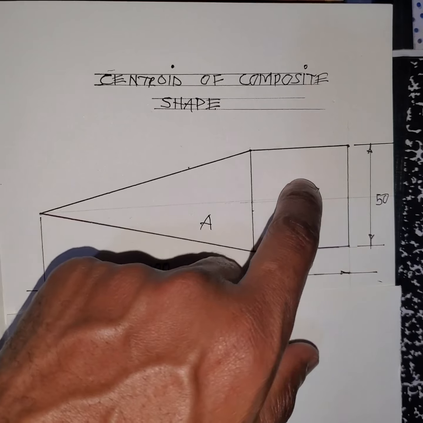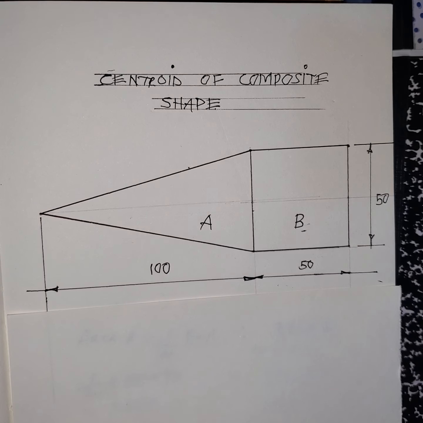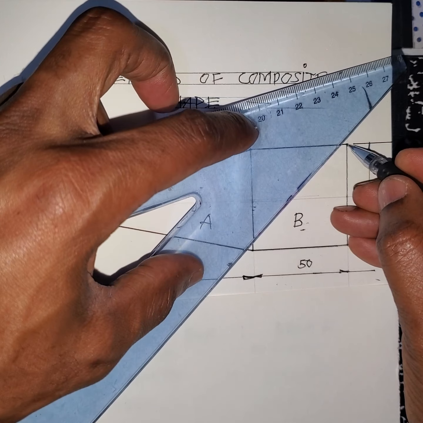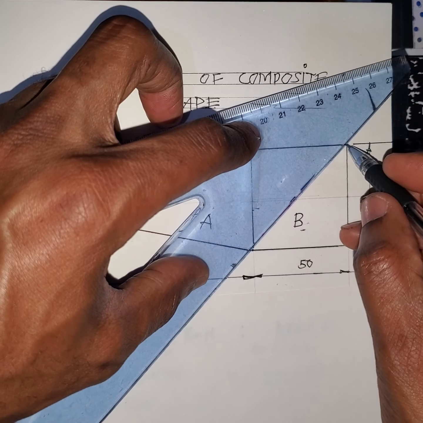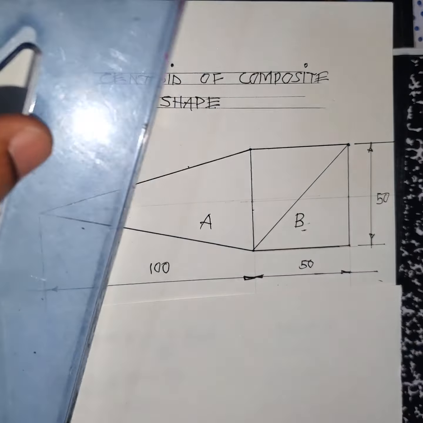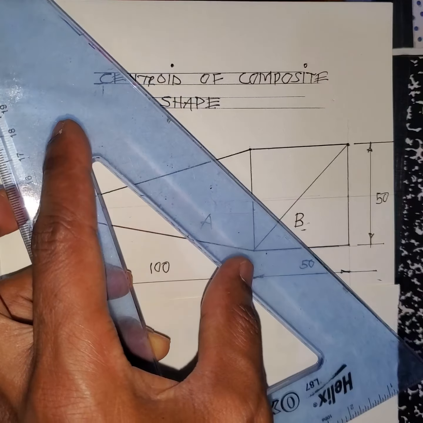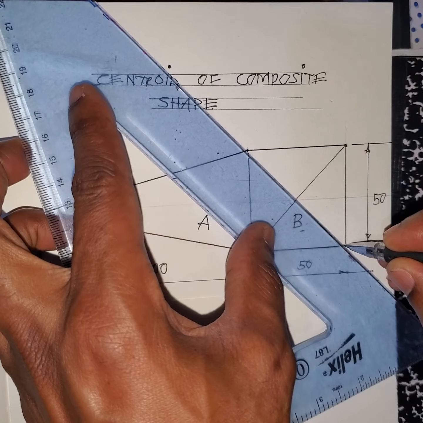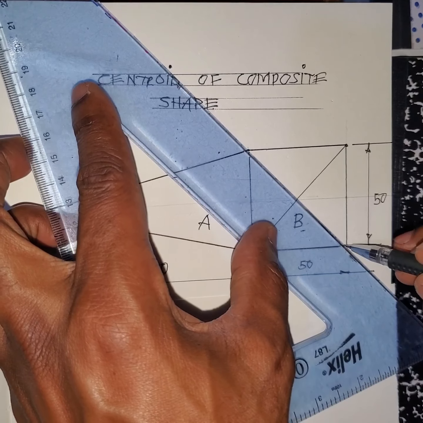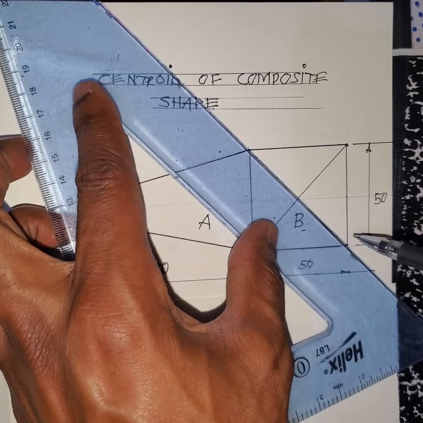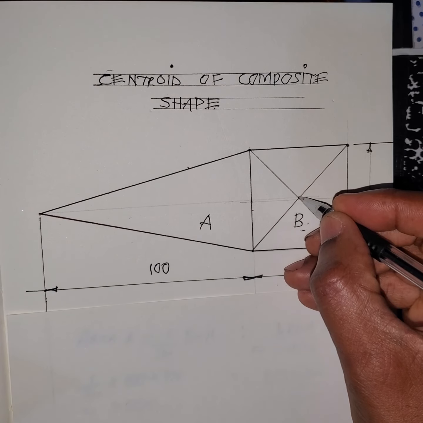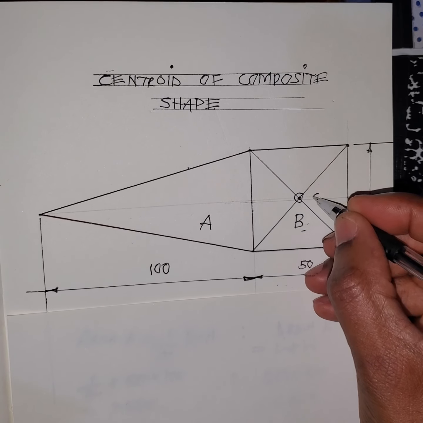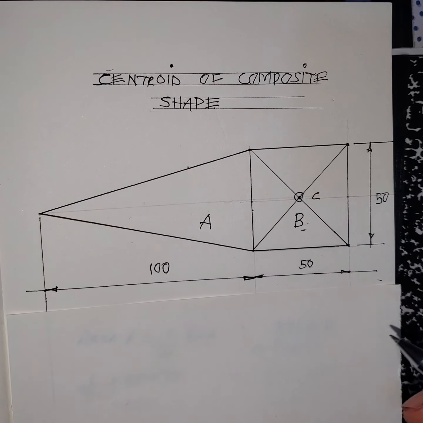To find the centroid for this part first, we simply draw diagonals. So we draw one diagonal from here through to here, and a second diagonal from here through to there. And here is the centroid for this piece.